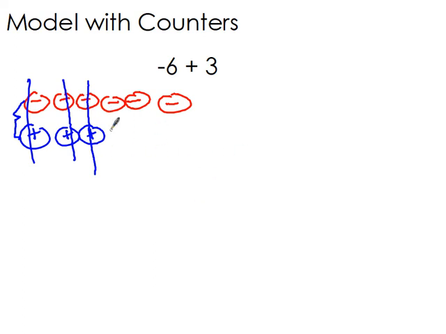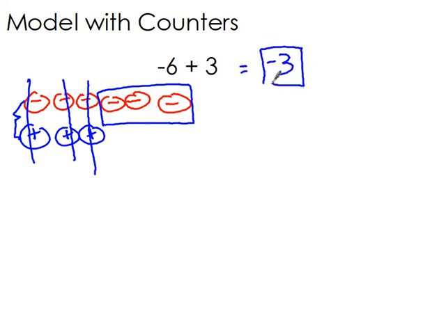So what am I left with here? Well, I'm left with 3 negative chips. So my answer is -3. 6 negatives plus 3 positives leaves me with the remaining 3 negatives. Okay? So it's lining them up and canceling out positives with negatives and seeing what we have left over.